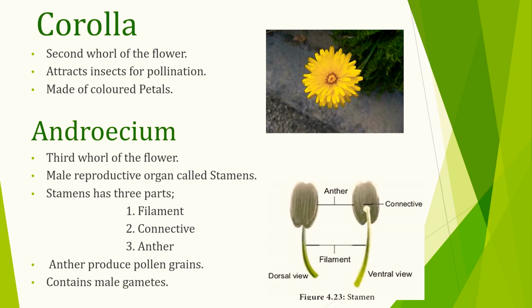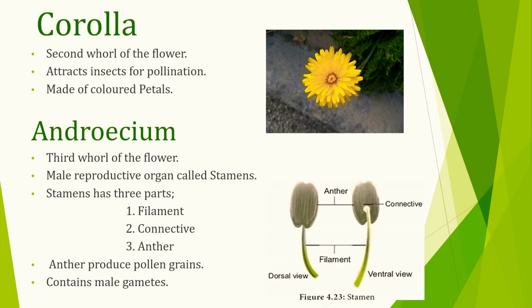Corolla. It is the second whorl of the flower. It is present inside the calyx and it is made up of the colored petals. These colored petals attract the insects for the pollination. You can see that the yellow colored structure is called as the petal.